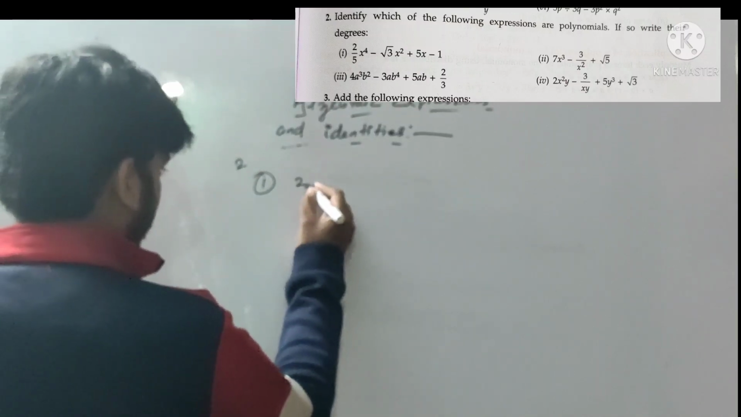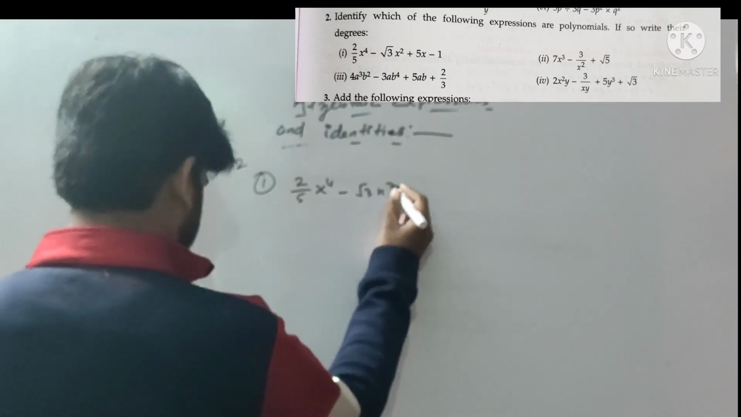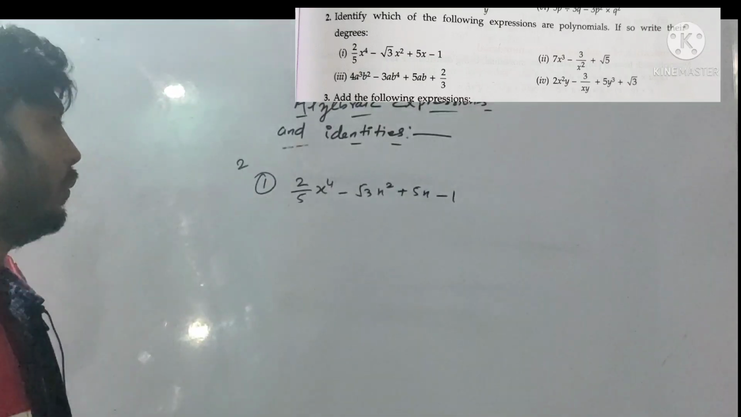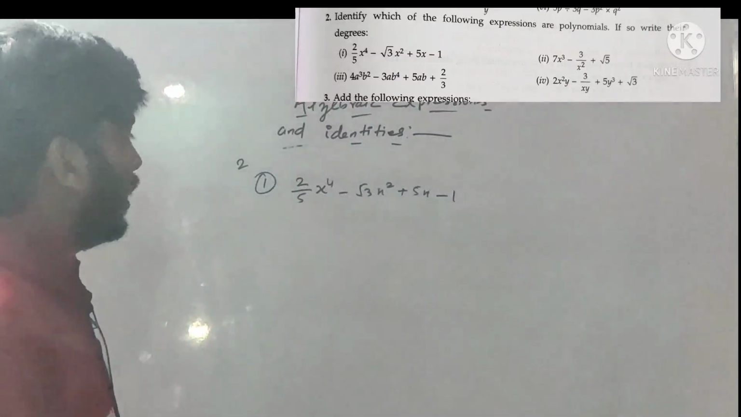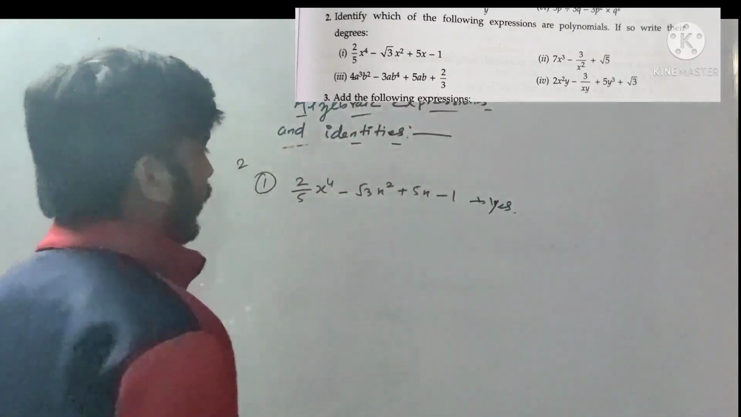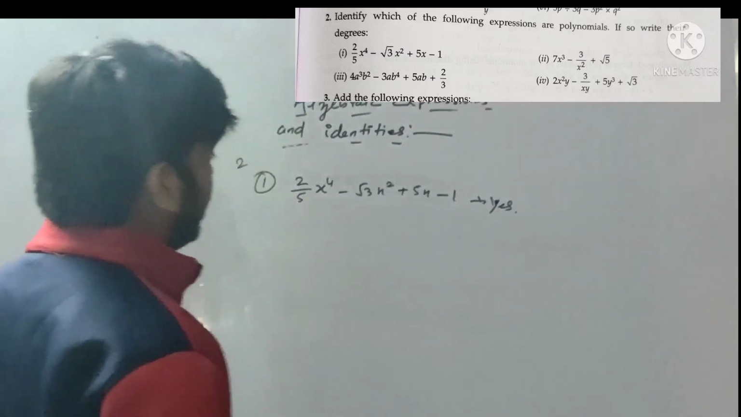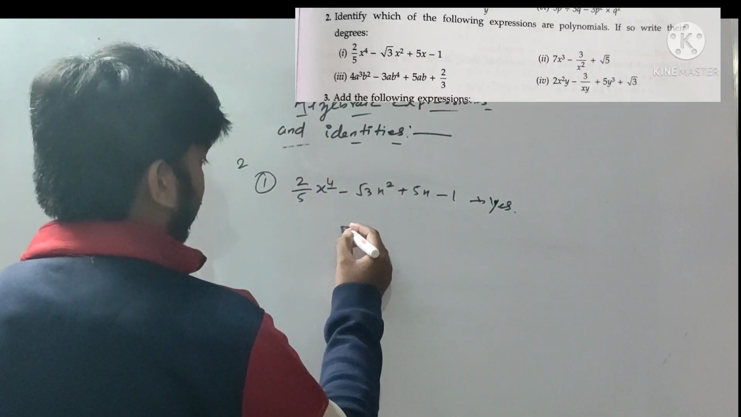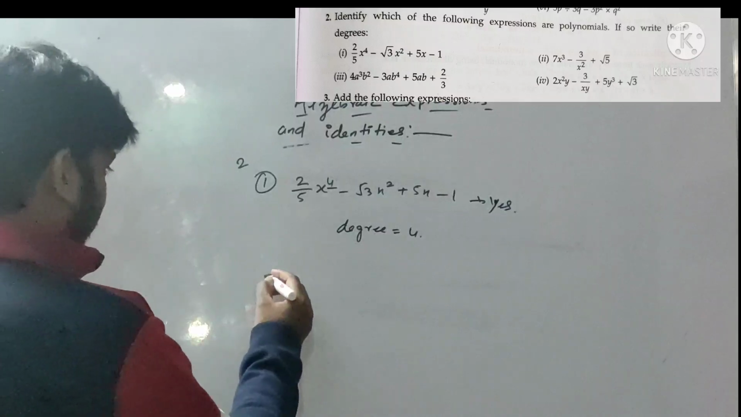2(1). Given that 2 by 5 x to the power 4 minus root 3 x square plus 5x minus 1. So all my dear students, here we have to say whether it is a polynomial or not. So it is a polynomial. Okay, this is the polynomial. And what is the degree? For finding the degree, we have to see the highest positive power, so this will be the highest power of the variable. So the degree will be 4.